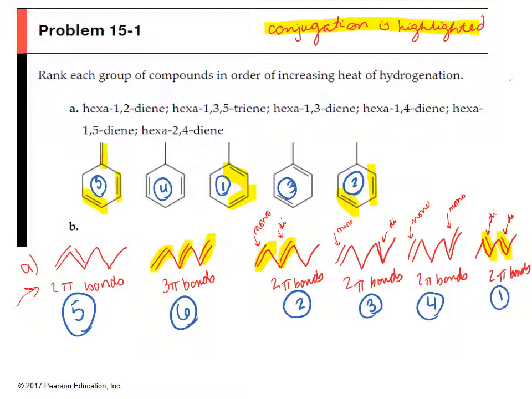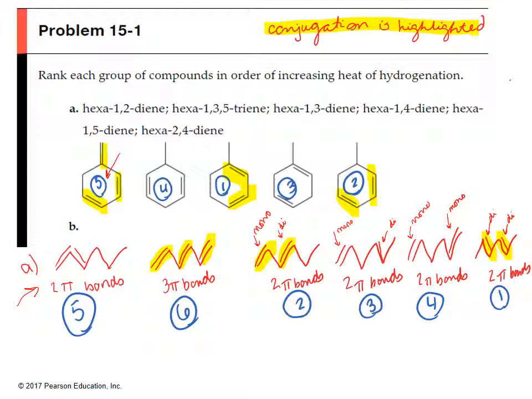Okay, I'm going to count total bonds first. This one has 3 total bonds, 2 total bonds, 2 total bonds, 2 total bonds, and 2 total bonds. That right away makes this one over here my number 5. Okay, so that one's my highest heat of hydrogenation. The rest of these all have 2 double bonds. So then I'm going to look for conjugation, and I've highlighted the conjugation.